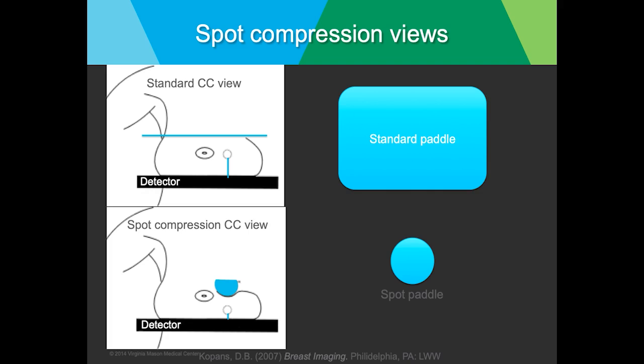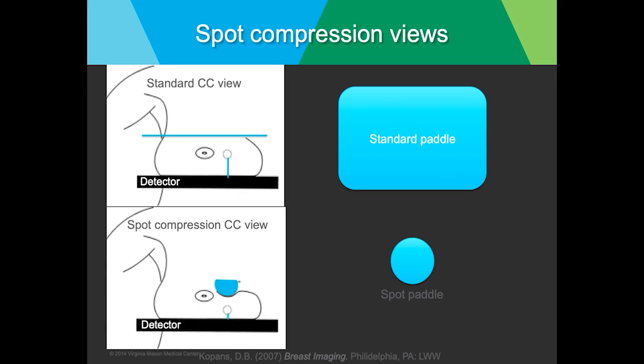Moving on to supplementary or additional views, we'll start with the spot compression view. For comparison, the diagram shows the standard CC view with a standard or full paddle, providing full compression of the entire breast. In comparison, a spot compression view is obtained with a spot paddle or a much smaller paddle. This provides focal compression over the area of interest.